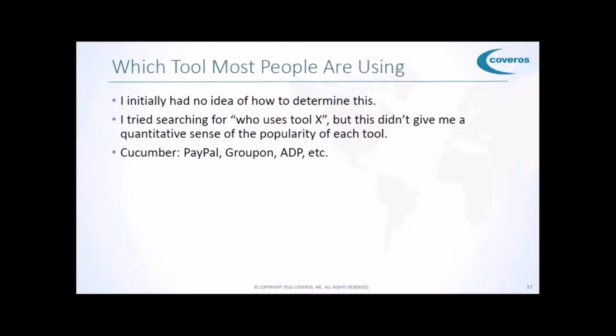So in trying to figure out which tool most people are using, I really had no idea how I would figure that out. I tried some random Google searching, but didn't get a good quantitative sense of who was using each tool. I did find out in my searching that PageRunner, ADP, and some other companies use Cucumber.